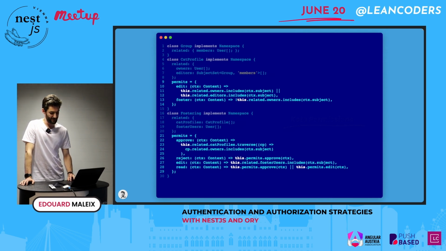For the fostering, we want to permit the approval action if you are a cat profile owner. So it would traverse the relationship with the cat profile and access the owner via the cat profile this way. The rejection, we just reuse the same condition as for the approval because it's the same principle, same business logic. For the addition, we just want the participant of the fostering request to edit the request. And for the read access, we want those who have approval right and those who have edit right to read the request.